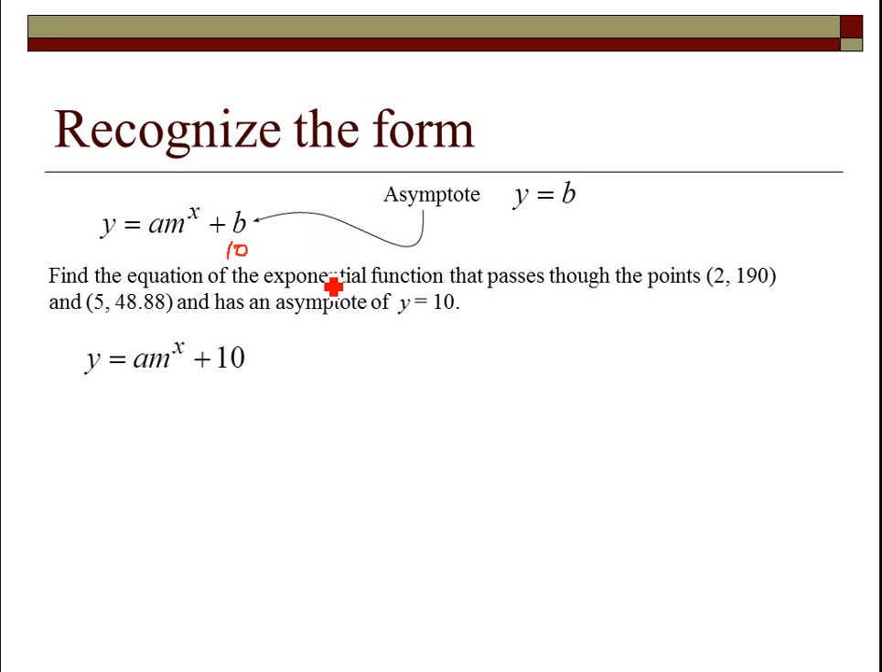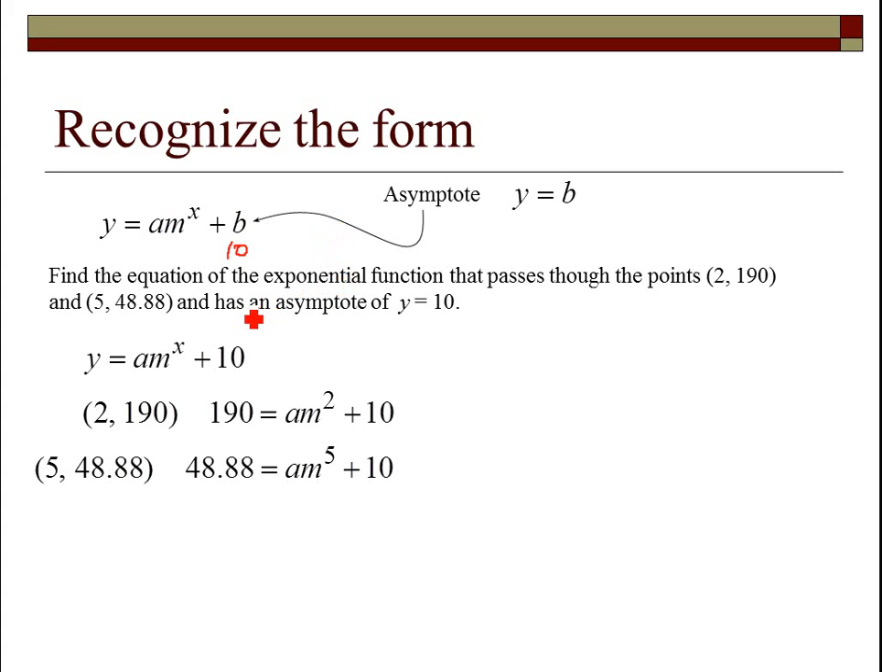Okay, now I'm going to plug in my points. Now, again, I'm going to start by plugging in either one, but when I go to put them together, I'm going to look at the larger x being on top. So plugging in 2 and 190, so x equals 2, and y is equal to 190. That was that first piece. So 190 equals a m squared plus 10. Then when I plug in 5 and 48.88, 48.88 equals a m to the x, so x was 5. We're going to subtract 10 from both sides. So I got 38.88 equals a m to the 5th.